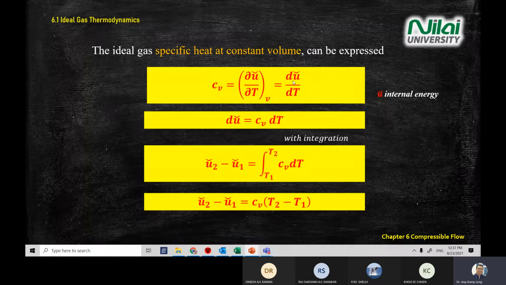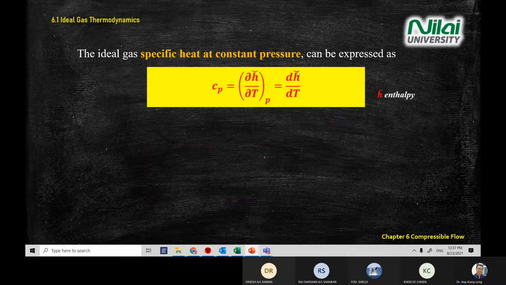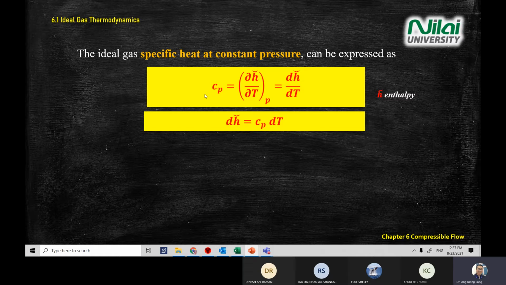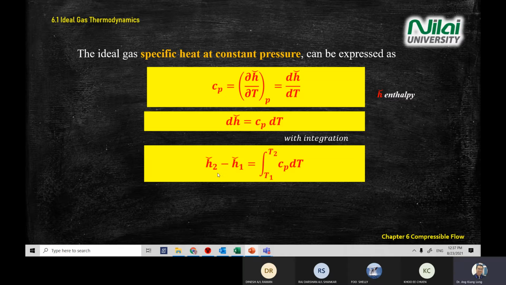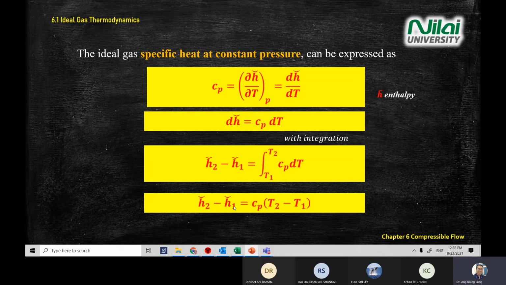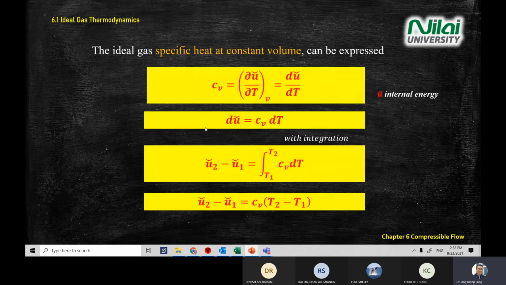So as long as you are clear on these two, then you are fine with the rest of the formula. If you want to find internal energy U, you use Cv. If you want to find H, enthalpy, you use Cp. You do the same, rearrange the equation, apply integration on both sides, and you'll get H2 minus H1 equal to Cp times the change of temperature. H2 minus H1 equal to Cp (T2 minus T1). This is just a recap of what you learned in thermodynamics, maybe thermodynamics 2, when you learned about enthalpy and internal energy.